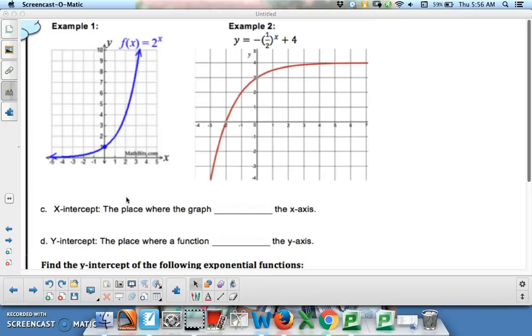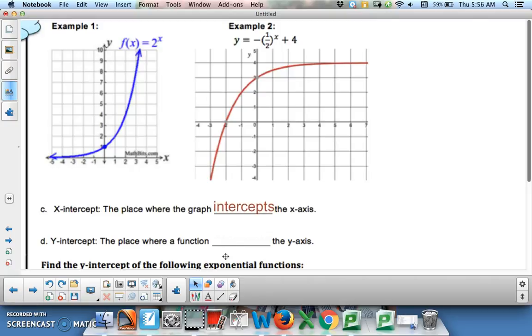All right, so there's nothing new or really different about x-intercepts and y-intercepts here, except for just as with quadratics, you're not always guaranteed to have an x-intercept. So let's look at y. The x-intercept is the place where the graph intercepts the x-axis, and the y-intercept is the place where it intercepts the y-axis. So assuming that you have an infinite domain, that you can plug in whatever you want and you're not restricted by anything, you will have a y-intercept pretty much every time.